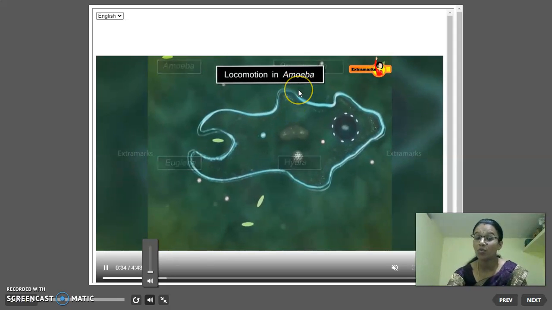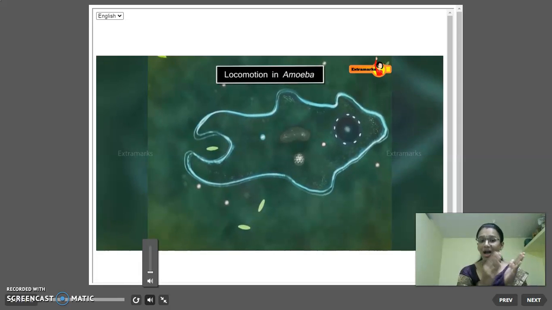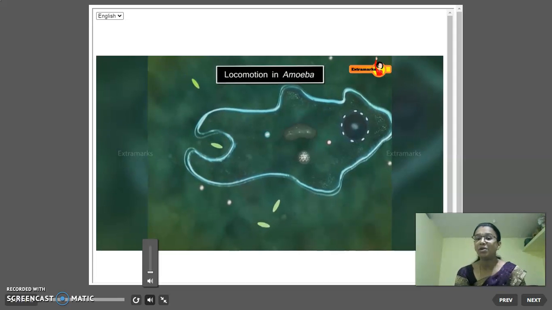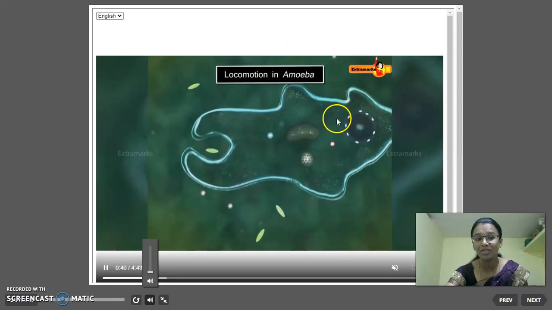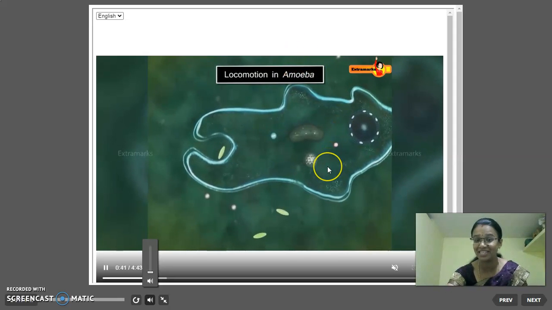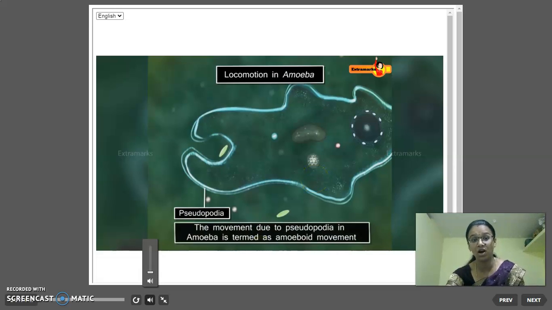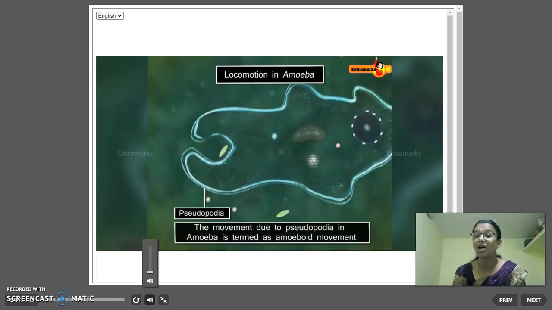First one is locomotion in amoeba. That is the change in place. Movement of amoeba from one place to other place is called as amoeboid movement. I said you this already. This amoeba moves with the help of its false feet. False means what? It is there, but they are not the original ones. This amoeba moves with the help of its false feet called pseudopodia. So the movement which takes place in amoeba is termed as amoeboid movement.